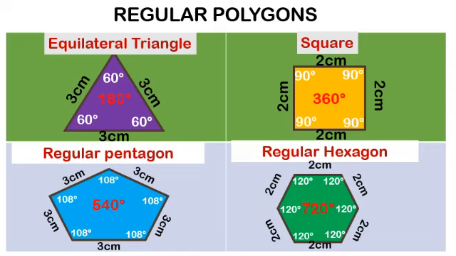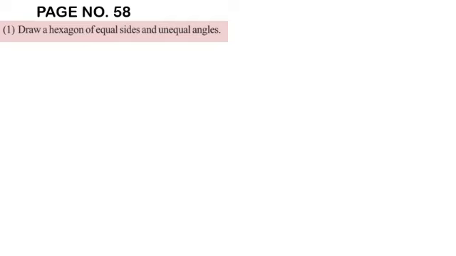So let us conclude it. A polygon with equal sides and equal angles is called a regular polygon. Now let us see some questions from page number 58.